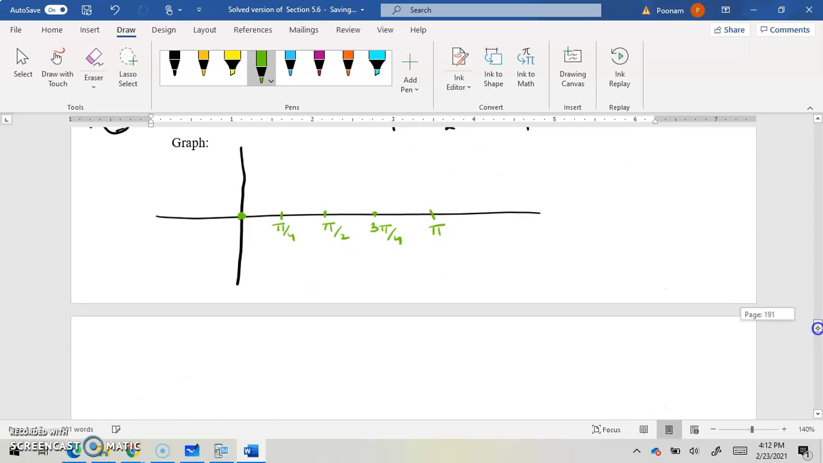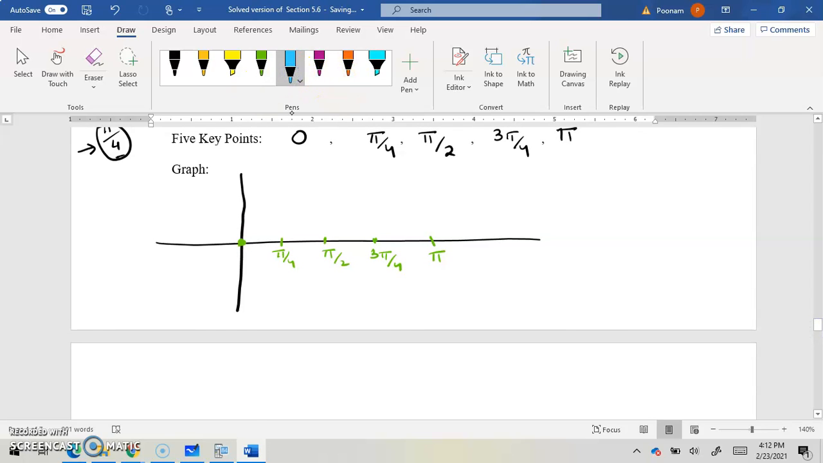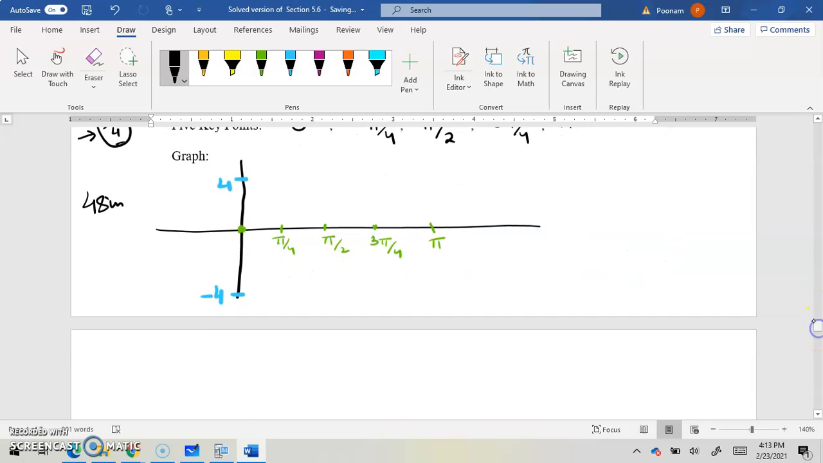That means the highest value it goes up to is 4, and the lowest value it goes to is negative 4. Because this function is 4 sine of 2x, what is sine of 2x? It is a sine function, right? Sine function at the first key point is 0. At the second key point, it goes the highest. At the third key point, it becomes 0. At the fourth key point, it is the lowest value of the graph. And at the last key point, it is 0.